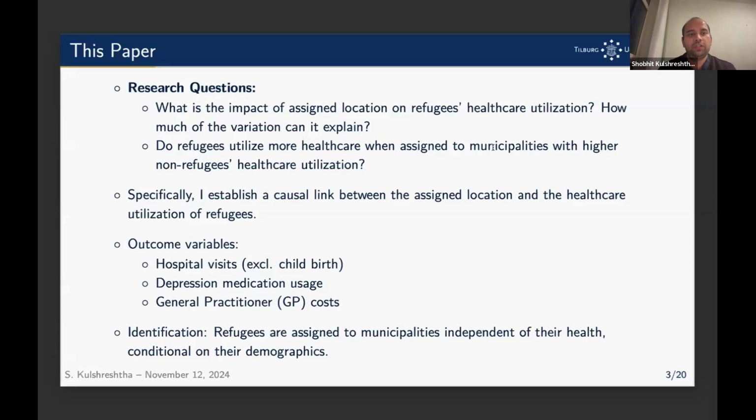The identification that I'm using in this paper is that when refugees are assigned to these municipalities, that is independent of their health, mostly healthcare utilization, conditional on some of their demographics. So it's not perfectly random. You have to control for some demographics, and then it's conditional randomization across these municipalities.